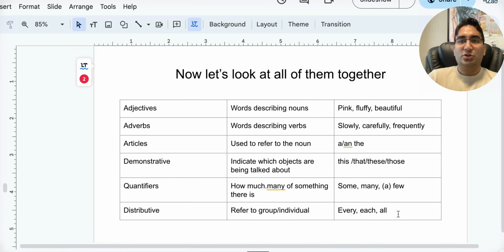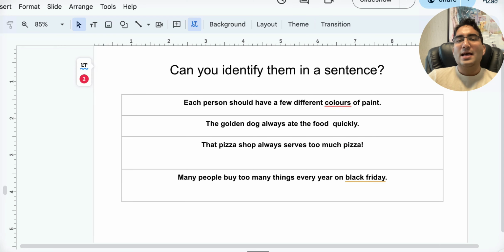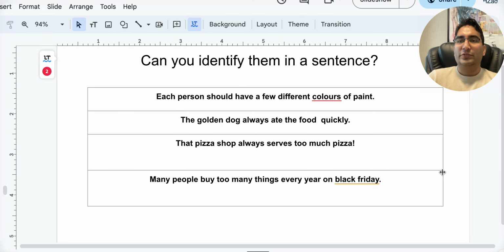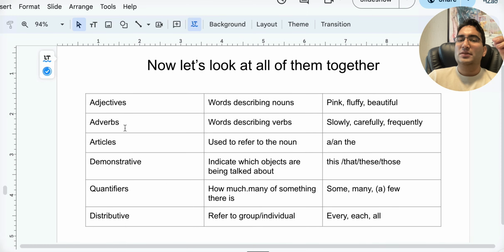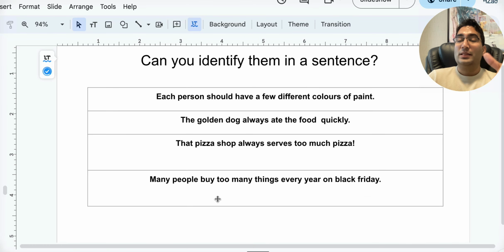These are the definitions of these, but what you really want to do is make sentences and practice. So here's a quick exercise for you. Based on all these definitions that we learned today and in previous lessons, and if you haven't seen them, please do view them. They're all in sequence on our channel. Check out these sentences. Can you identify what words here are adjectives, adverbs, articles, demonstrative, quantifiers, and distributive? Check them out in these sentences and comment down below. I'll correct you if you're wrong.